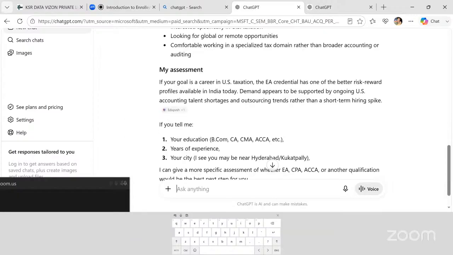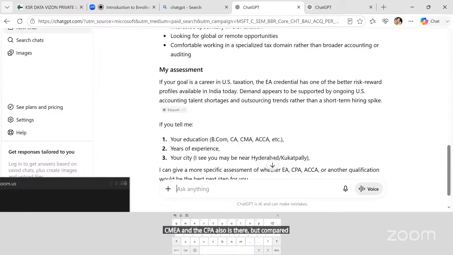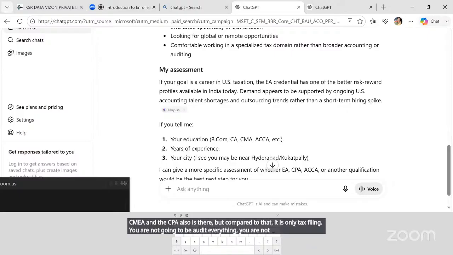Along with the EA, there are advanced versions like US CPA and CMA. But compared to them, the entry process of this is the easy option, sir. First, let's enter into the market. Later, we can focus on the advanced concepts, like how it started here, right? Similarly, CMA and CPA are also there. But compared to that, this is only tax filing. You are not going to do audits of everything, or help them reduce too much tax. It's an entry level job.